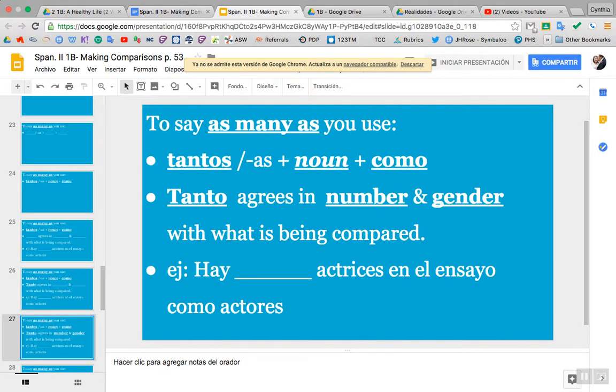Tanto agrees in number and gender, just like everything else in Spanish. That's why we have tanto, tanta, tantos, and tantas. That's why you have 4 different ways of saying it. It has to agree in number and gender with what is being compared. For example, hay tantas actrices, which is actresses, en el ensayo como actores.